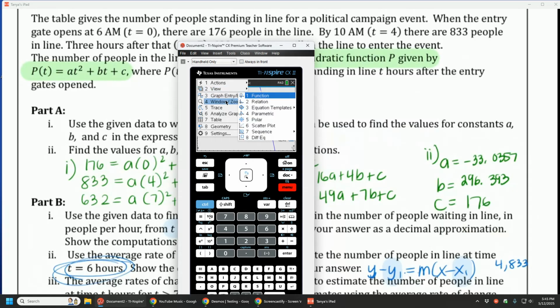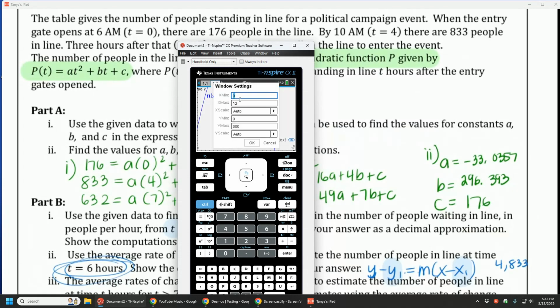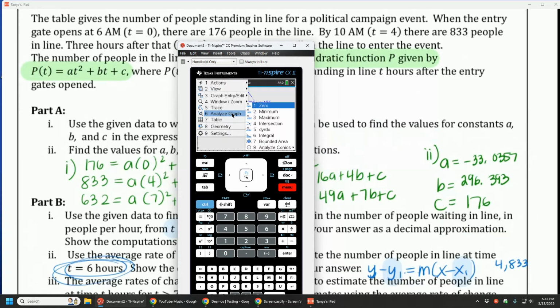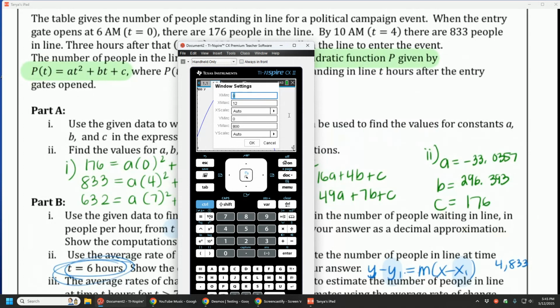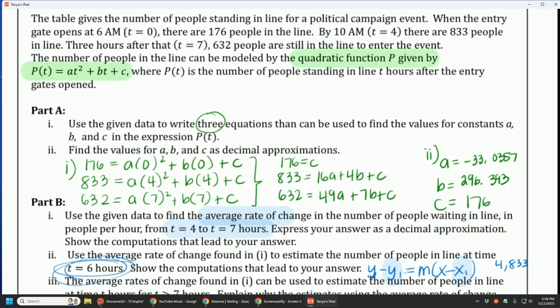So back to my window. Let's go up to 800. Still not big enough. Let's go up to 1,000. Or you know what? I want to play it safe. Let's go 1,500. So now it was a little bit too much, but that's okay. So there's my parabola.